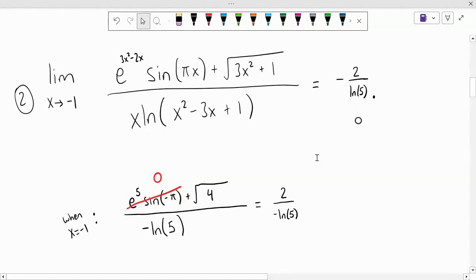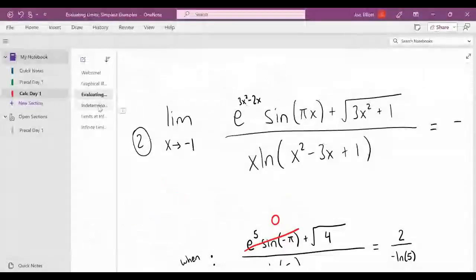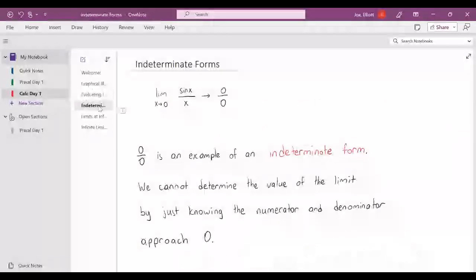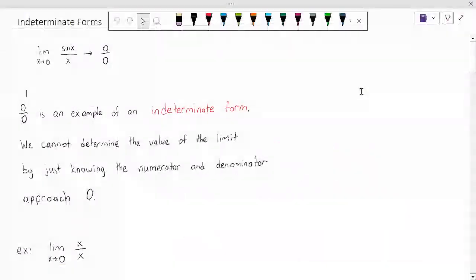Okay, so what we've seen so far is that to evaluate the limit of a function, you just plug in the value that x is approaching to get your answer. At least so far, that's what it looks like from these two examples. So I want to consider situations where that is not the case. And that's going to lead us to this next topic of indeterminate forms. Okay, so let's take a look at this limit up here right now.